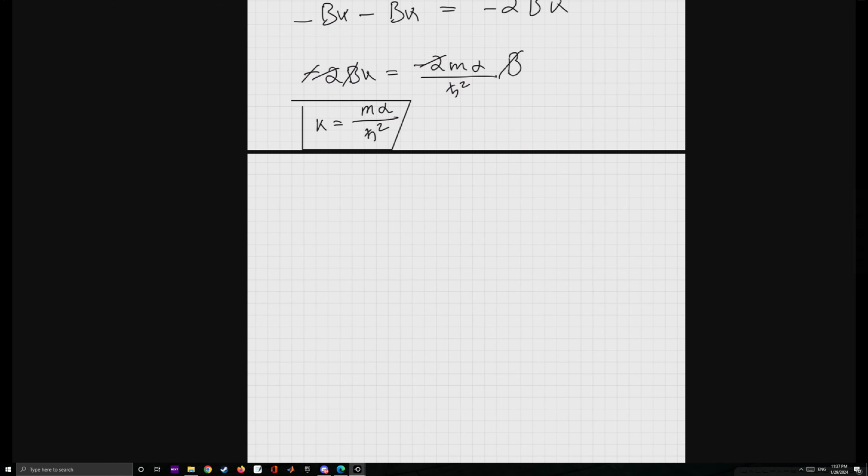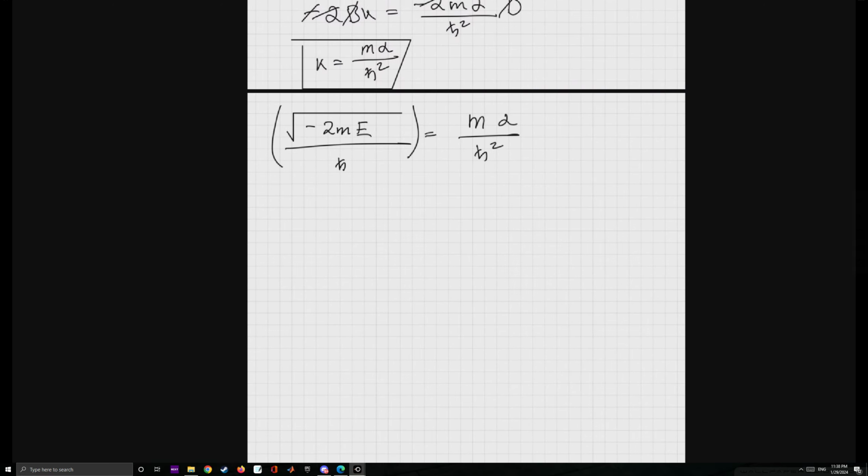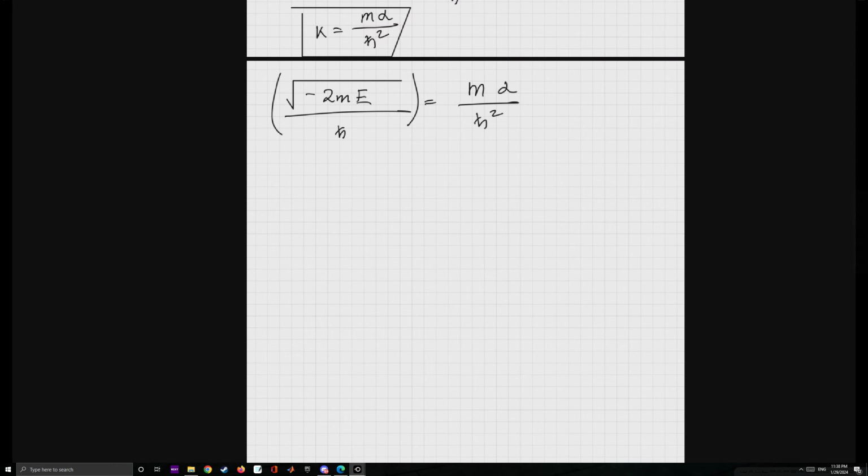We also know that k we defined as the square root of negative 2mE over h bar squared, which equals m alpha over h bar squared. Right, this whole thing in the parentheses is k. That's how we define k. If we square both sides to get rid of the square root, we get negative 2mE over h bar squared equals m squared alpha squared over h bar to the fourth, because this is already squared.